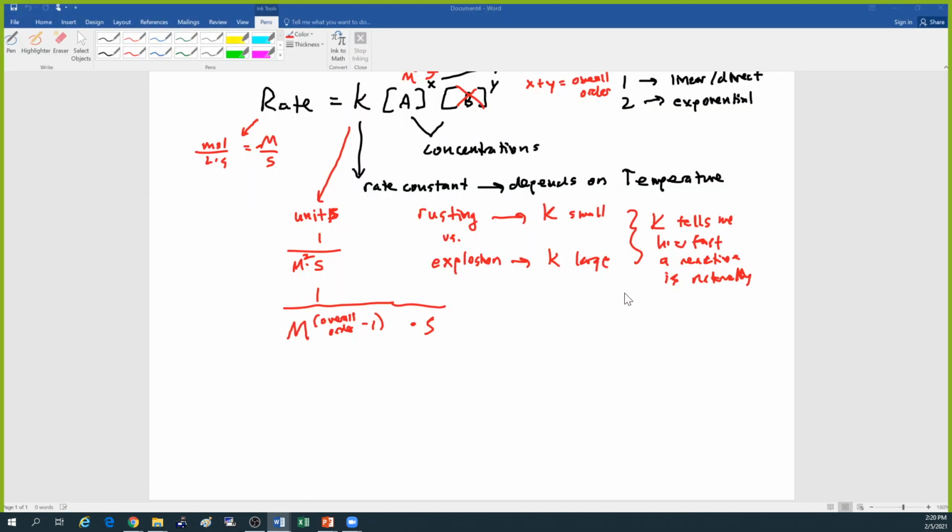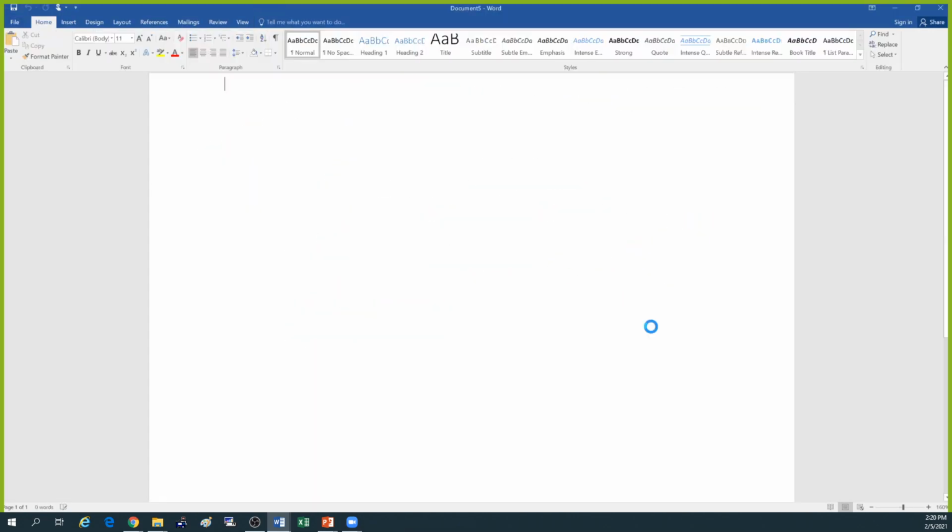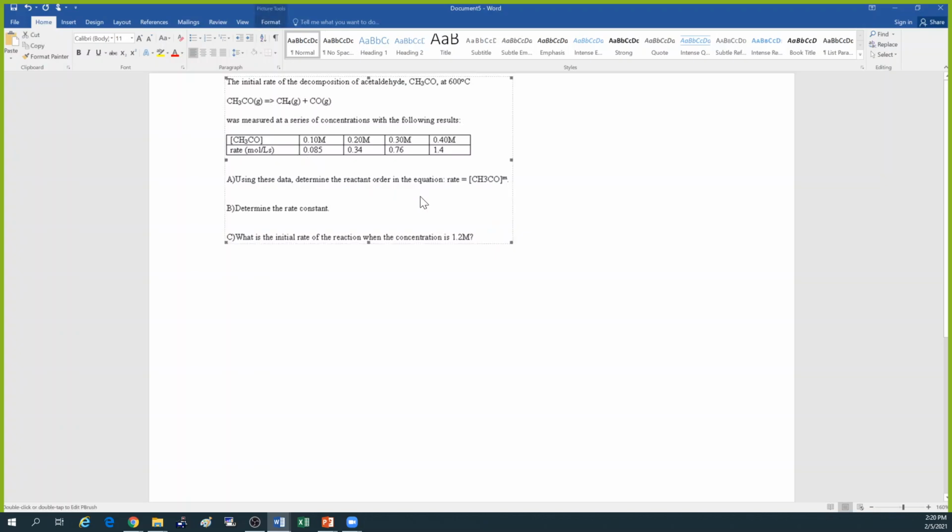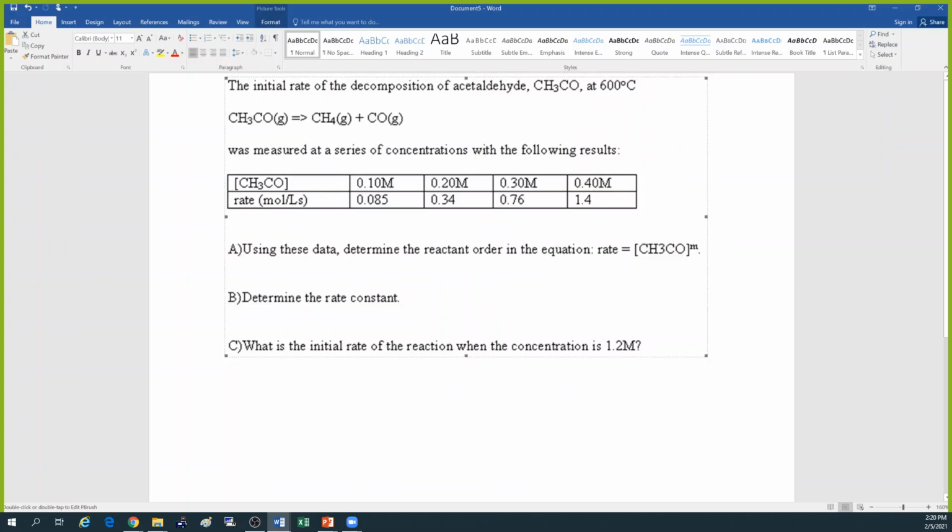Each time I do one of these, it should get easier and easier for you to see what I'm doing, because, like I said, it's pretty straightforward once you get the hang of it. So we're given a table of data, and I'm going to highlight these words because these are the key words over here.